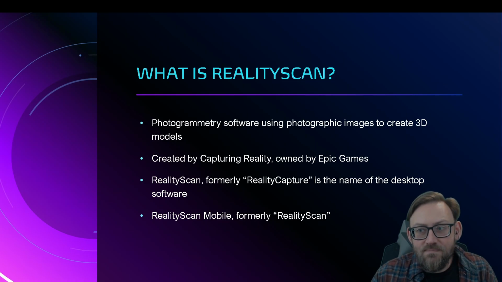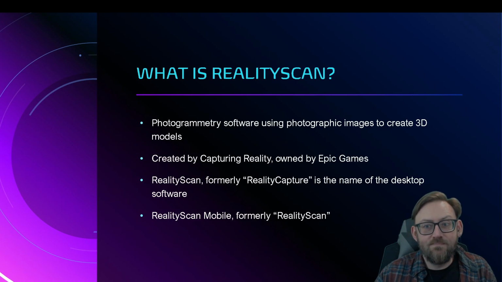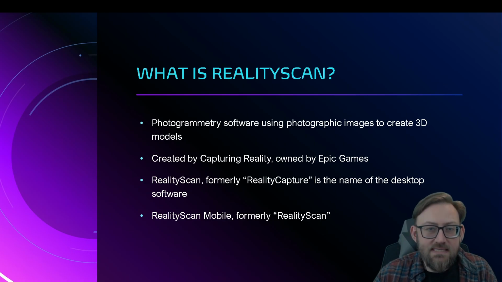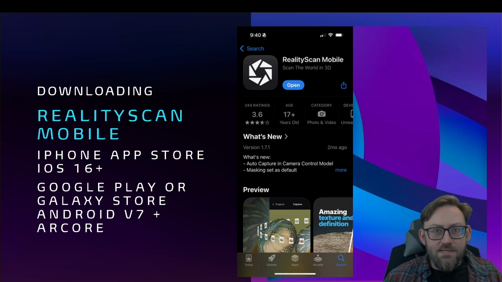What is RealityScan? RealityScan is photogrammetry software that uses photographic images to create 3D models. It was created by a company called Capturing Reality that is owned by Epic Games. There is the software RealityScan, which is formerly called Reality Capture, and that's the name of the desktop software. There's also RealityScan Mobile, which was formerly called just RealityScan. You can see how that can be confusing with the name changes and such, so just think of RealityScan Mobile as the mobile one. RealityScan Mobile is available for free on iOS and Android devices.